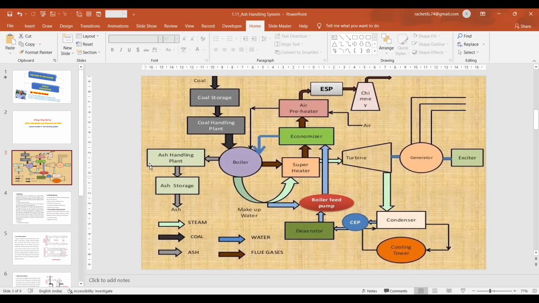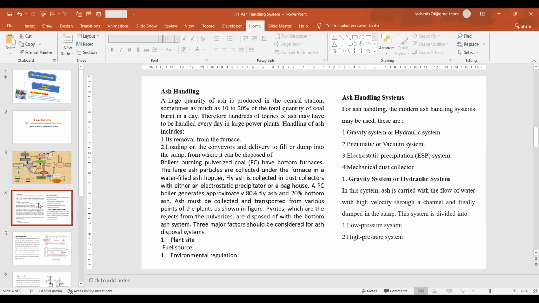So we have seen this in the first class. Now, what is this ash handling system and ash handling plant? Let us elaborate it today. Ash handling: a huge quantity of ash is produced in the central station, sometimes as much as 10 to 20% of the total quantity of coal burnt in a day.